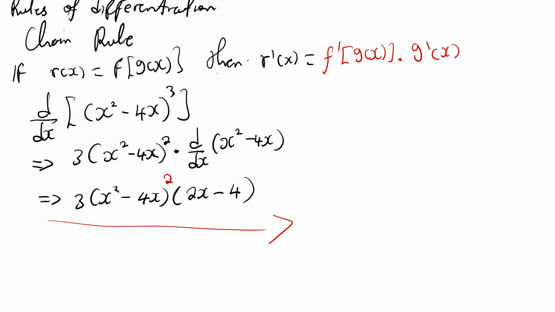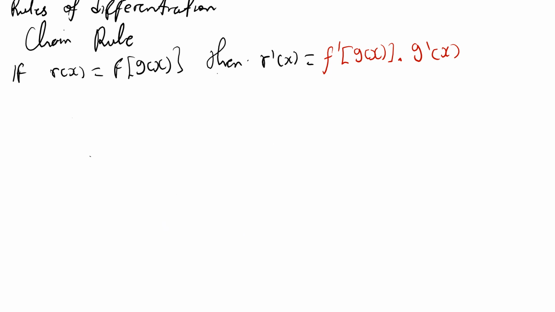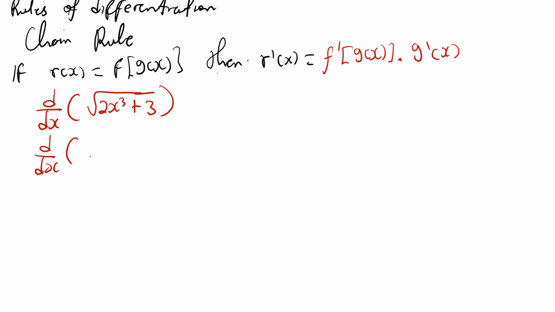So let's do the next example. Now we need to find the derivative of the square root of 2x cubed plus 3. Okay, so what we need to do first is to write this square root in exponential form before we differentiate. So we will be having 2x cubed plus 3, all to the exponent of 1 over 2. So now we are able to differentiate.